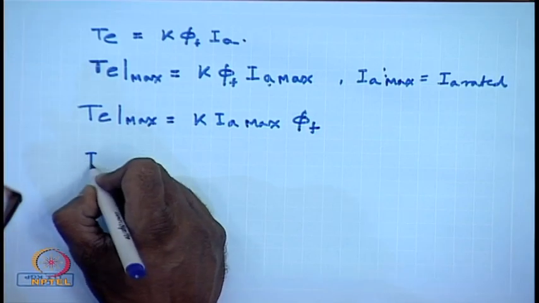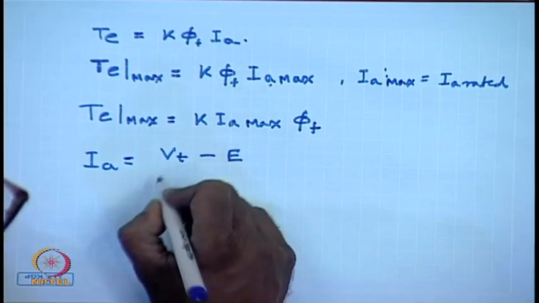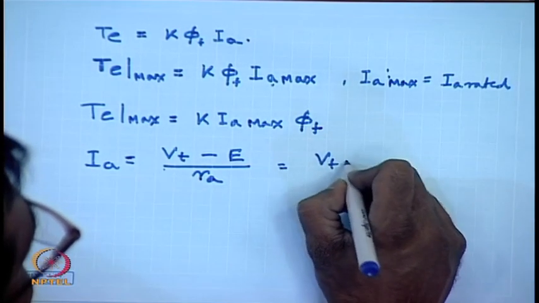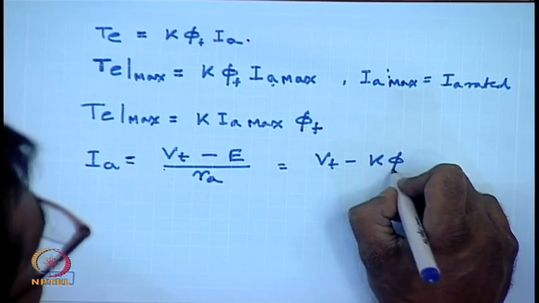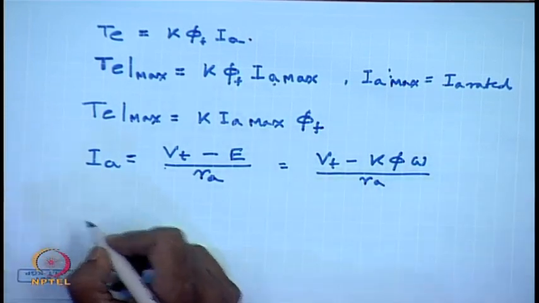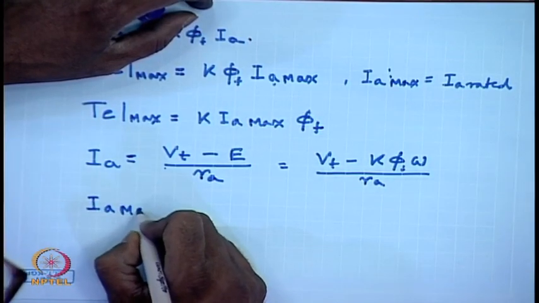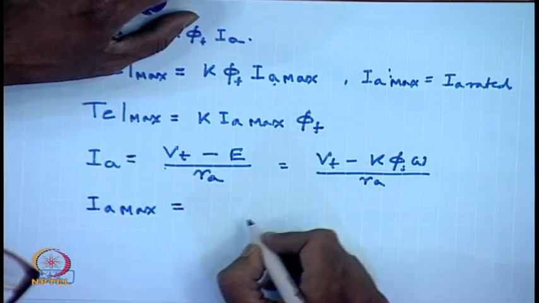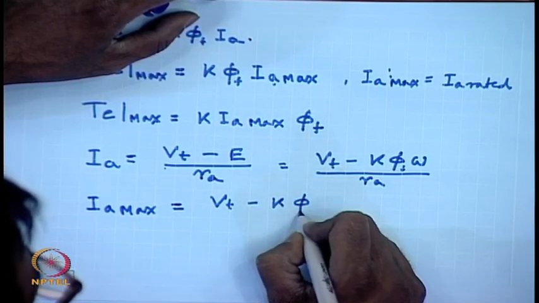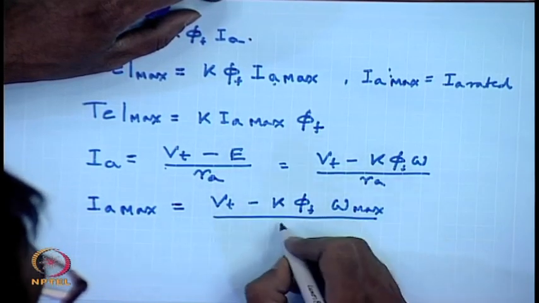We know I A equal to V T minus E by R A, equal to V T minus K phi omega by R A. So, I A max equal to V T, which is constant, minus K phi f corresponding omega max by R A.